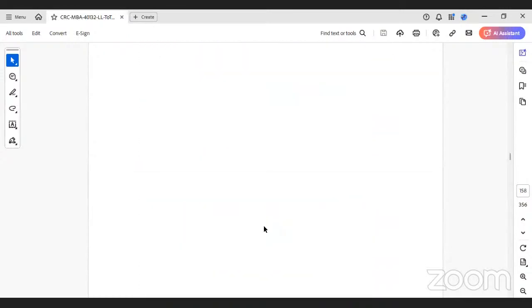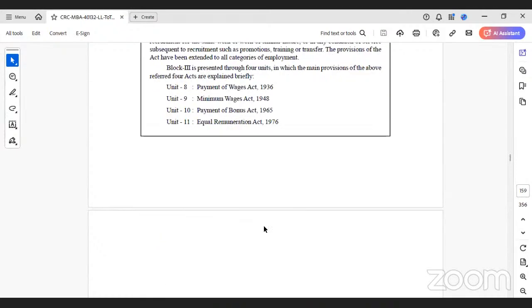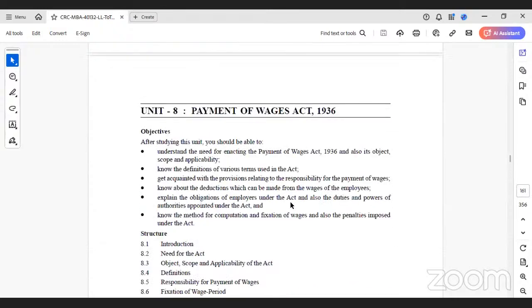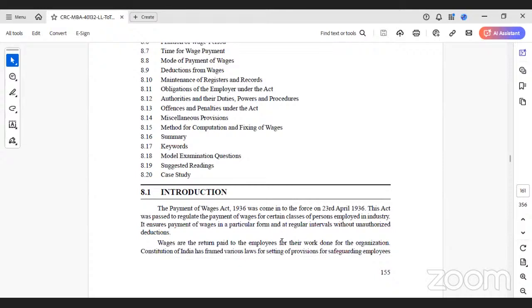Now, the next subheading is block 3, where we have the legislations on wages and salaries. The first one being the Payment of Wages Act. The Payment of Wages Act was introduced in the year 1936, and it came into force on April 23rd.